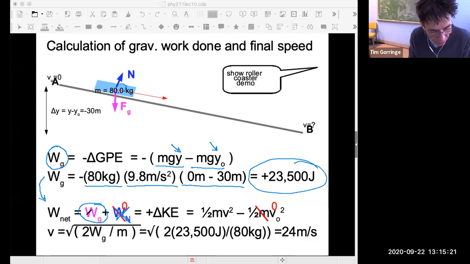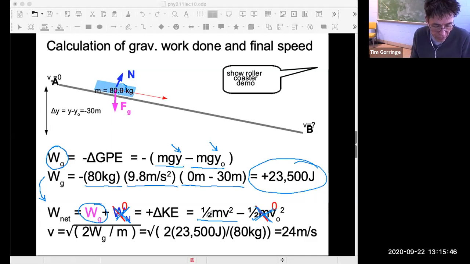So actually the net work that's done on the cart is the gravitational work that's done on the car. It does all the non-zero work on the car, and it's that that changes the kinetic energy, i.e. it's responsible for the final kinetic energy of 1/2 mv squared, because the initial kinetic energy was 0.